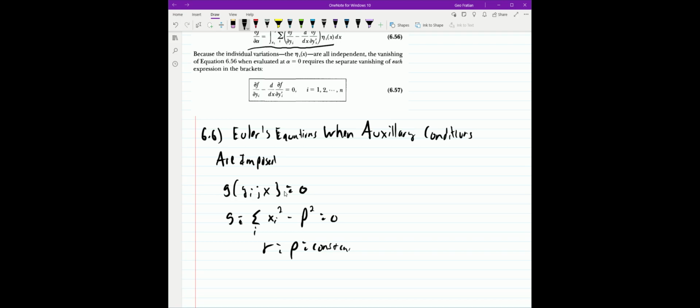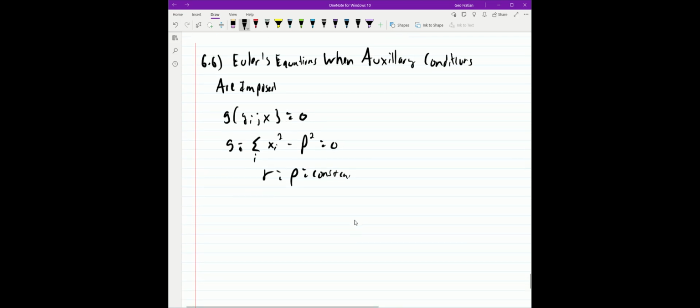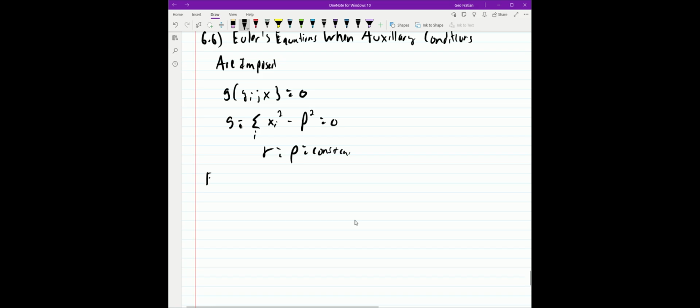But in a general case, we have to make explicit use of the auxiliary equation or equations. These equations are called equations of constraint. They are very important in general, because they tell you what system you're dealing with.